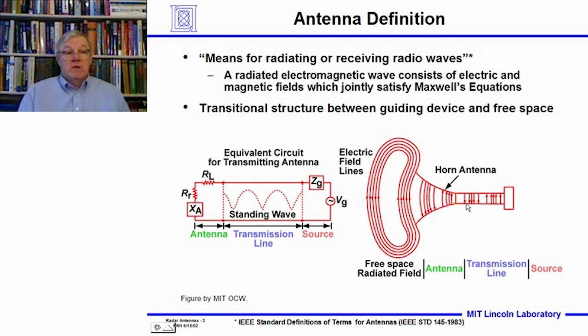In this case, the transmission line is a waveguide, so it'll be metal on the sides, and I'm showing you just now the electric field vectors. They go from one piece of metal to another. And then you see this section where the waveguide opens out, and that's called a horn antenna. The electric field vectors bend, going from metal to metal, and the energy is pushed out.